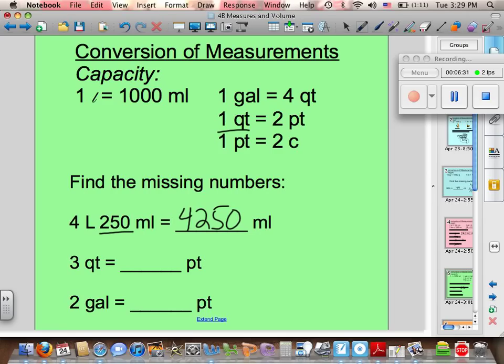Well, in 1 quart, we have 2 pints. So to do this, we would simply do 3 times 2, and that would give us 6. Now, in 1 gallon, we have 4 quarts, okay? In 1 quart, we have 2 pints. So we're trying to figure out how many pints are in 2 gallons. Well, we know that in 1 gallon, there are 4 quarts. In each quart, there are 2 pints. So if we do 4 times 2, that will tell us that there are 8 pints in 1 gallon. So how many are there in 2 gallons? That's right, 16.